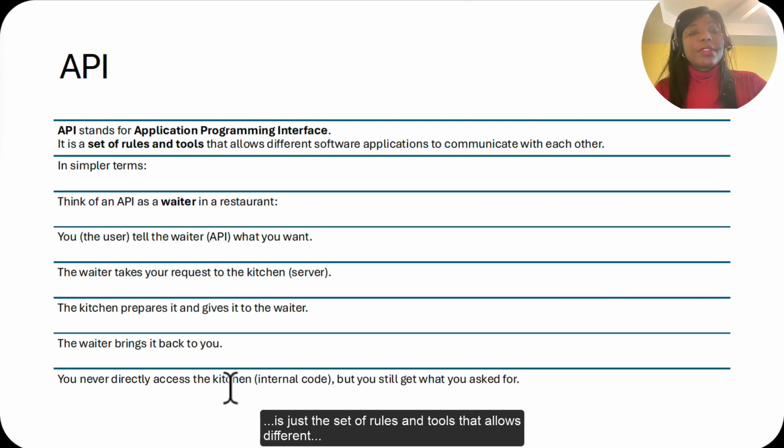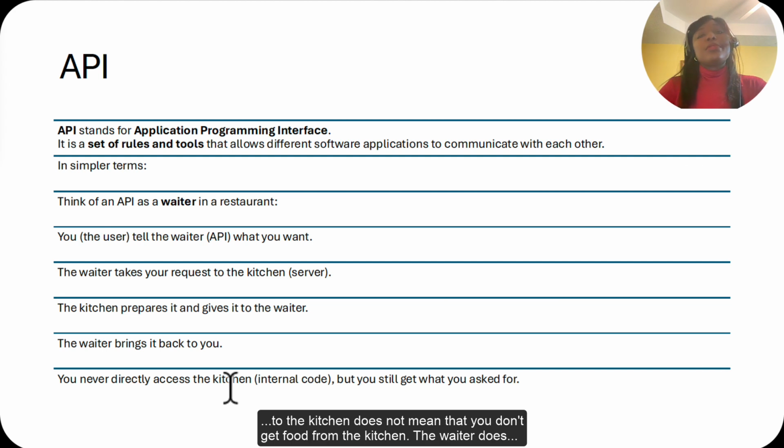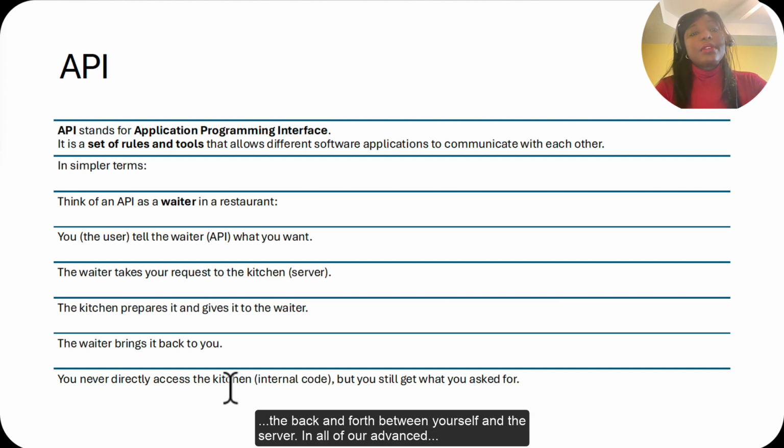So an API is just the set of rules and tools that allow different applications or users to communicate with each other. Alright. So there is never a direct access between you, the user, or you who walked into the restaurant, and the kitchen. It's always through the waiter. So the kitchen is the server, it holds the internal code. But because you don't have direct access to the kitchen, does not mean that you won't get food from the kitchen. The waiter does the back and forth between yourself and the server.